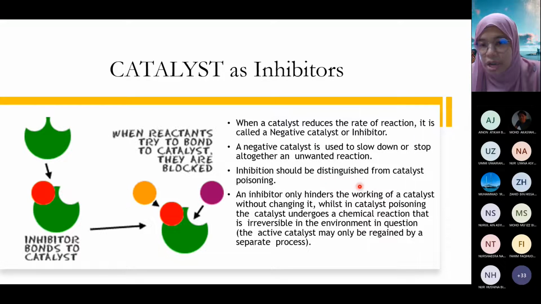Inhibition should be distinguished from catalyst poisoning. An inhibitor only hinders the working of a catalyst without changing it. While in catalyst poisoning, the catalyst undergoes a chemical reaction that is irreversible in the environment in question. The active catalyst may only be regained by a separate process. So that's the difference between inhibitor and poison. Inhibitor ni memang the specific function is to slow down the reaction or to stop the reaction.